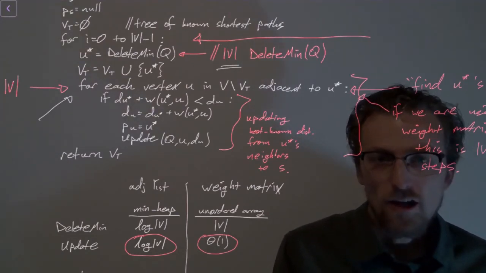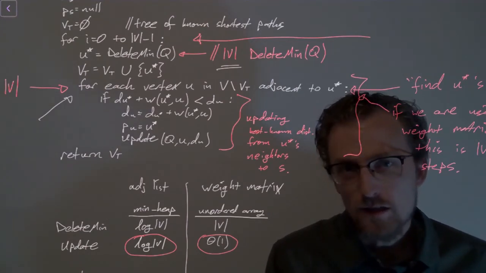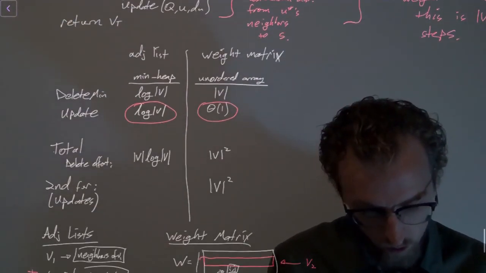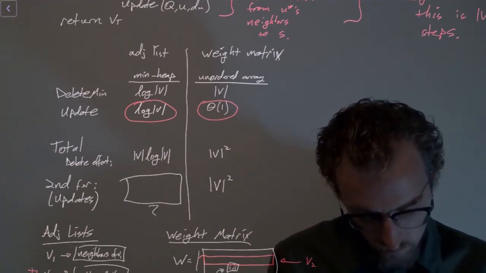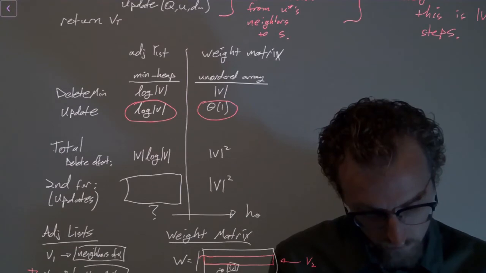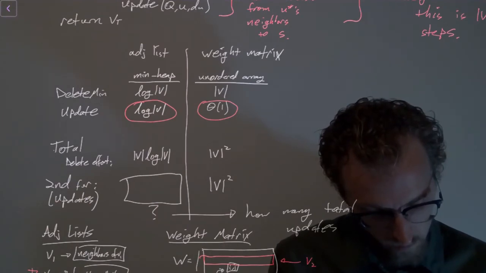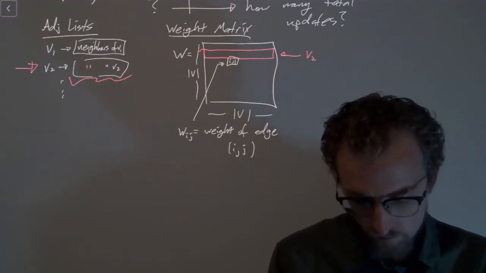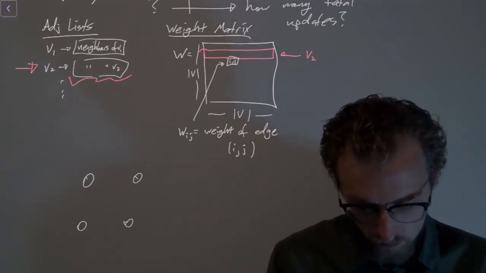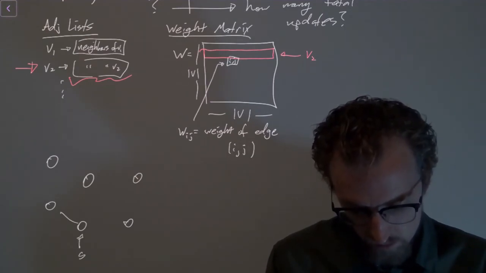And so let's think about how many updates occur when this algorithm runs. So the core question now is how many total updates? And to think about this, it's useful to draw a little example graph. So suppose I've got a graph that looks like this. And here's my root, so there's S.